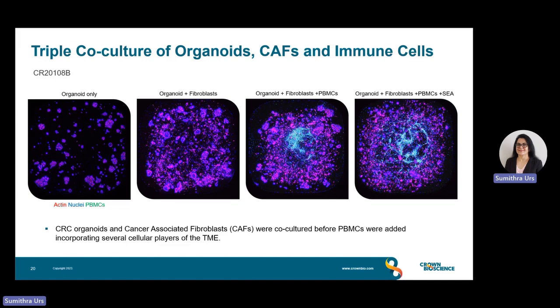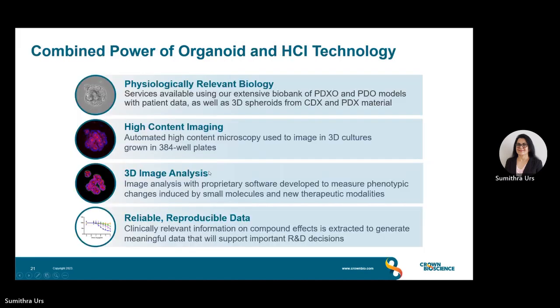In summary, the combined power of organoids and high-content imaging offers a higher level of in vitro screening that is physiologically relevant, can be automated into 384-well plates, including readouts, superior image analysis to measure phenotypic changes, and is also reliable and the data is reproducible.